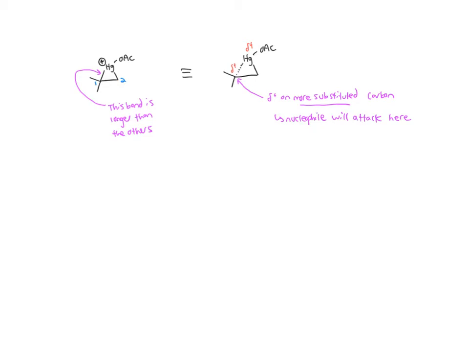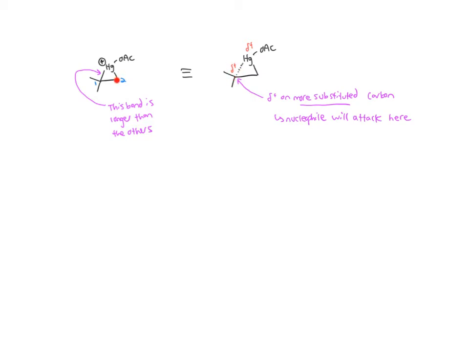To take a look a little bit more closely at this intermediate, we actually see that this bond from the mercury to carbon 1 in this case is actually longer than the others. So really that bond is more like a partial bond. That's because the delta plus on that carbon that used to be in the double bond is more substituted, and so that delta plus is more easily held on that more substituted carbon because you have these groups helping to stabilize that delta plus.